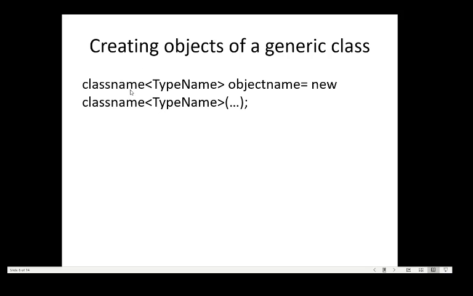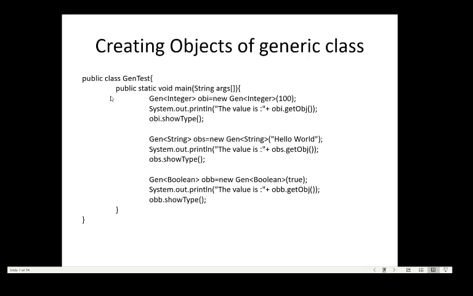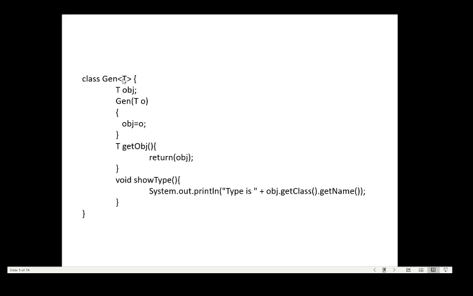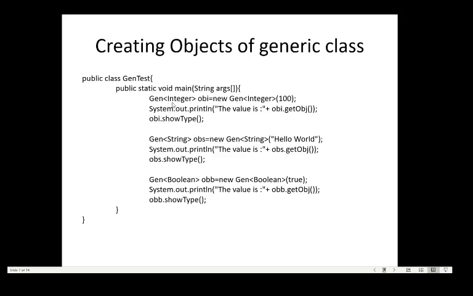So wherever we are using the class name, along with that we are also specifying the data type. This is the main function where we are testing Gen. So you can see here Gen<Integer> obi = new Gen<Integer>(100). That T that was there in our class, in place of T now we are passing Integer. Remember, Integer is the wrapper class for integer. It is not the primitive data type int.